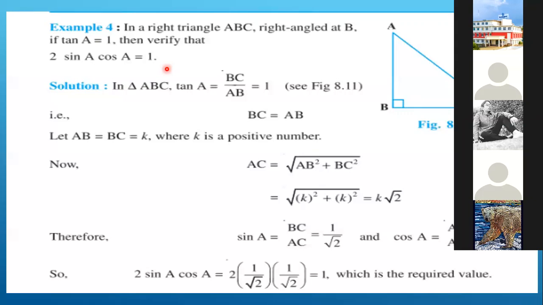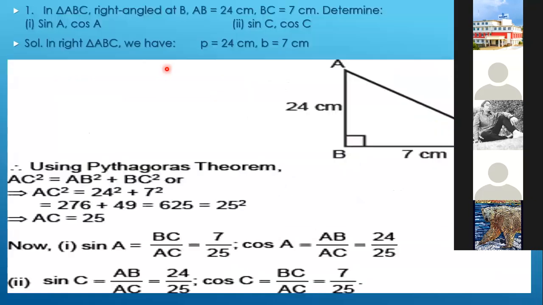Yes, ma'am. So now I'm going to start exercise 8.1. I hope you all have your textbook. Yesterday I asked you to do this exercise 8.1. I just told you to try this, some children. Okay. Just see the figure here.